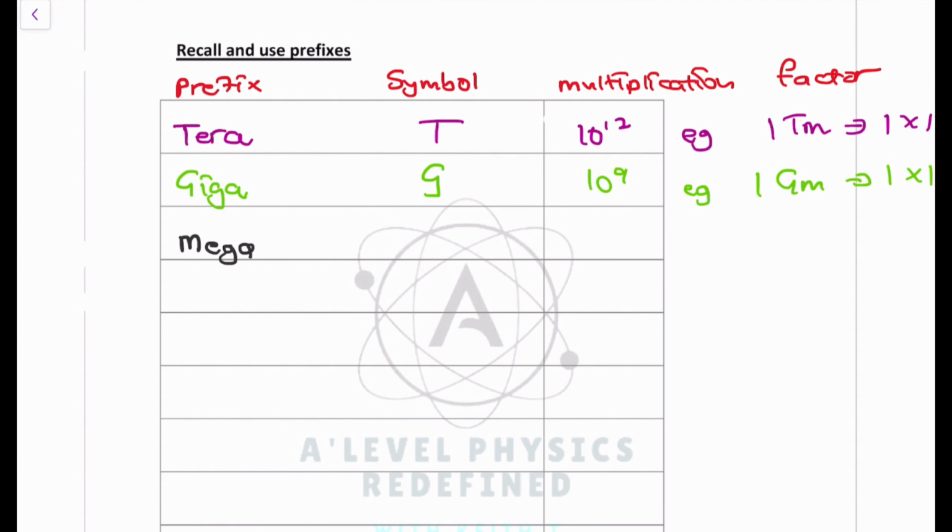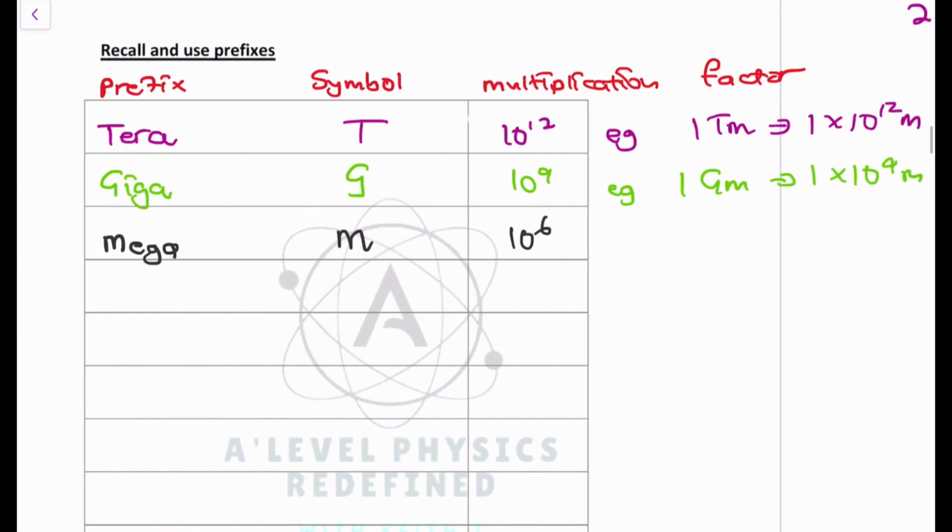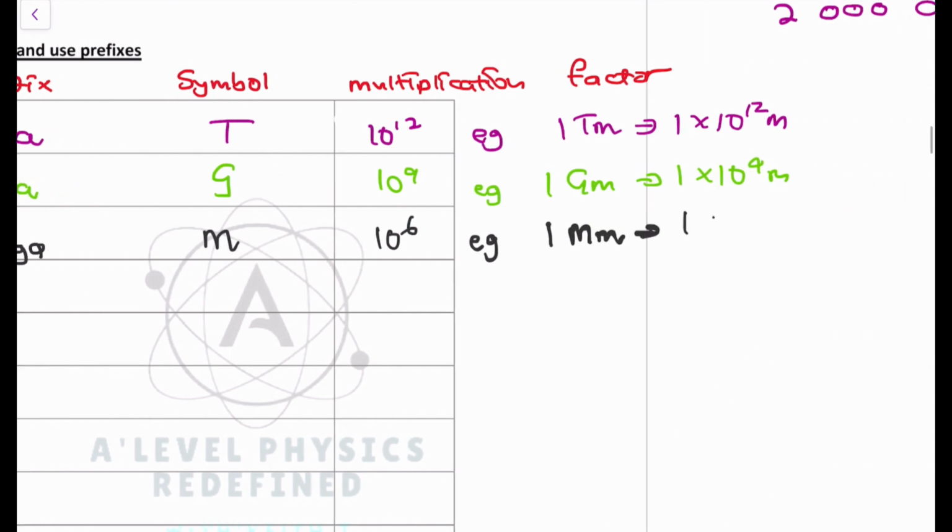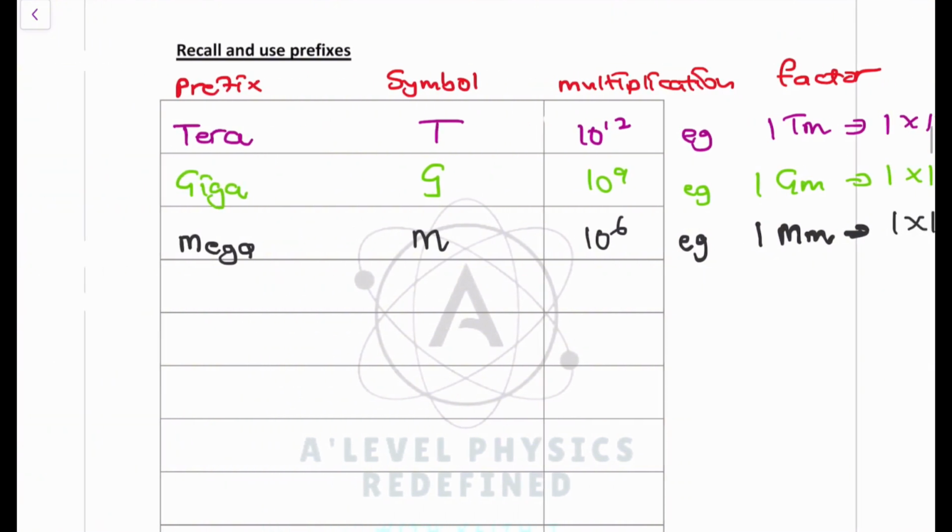And then the other one is mega. Mega is a capital letter M. It's going to be 10 to the power of 6, right? So again, we could say 1 megameter, and this is going to be 1 times 10 to the power of 6 meters. You have saved yourself a lot of effort in writing all those zeros.